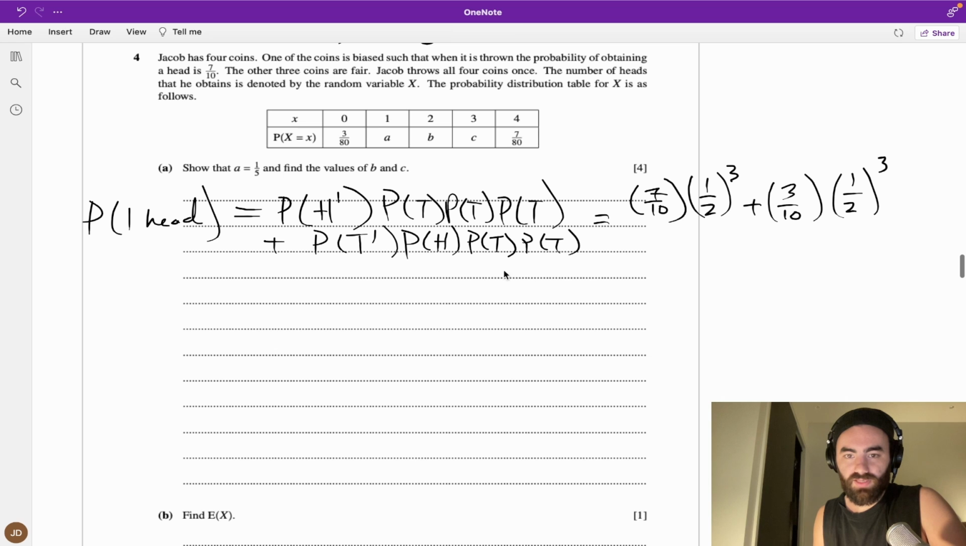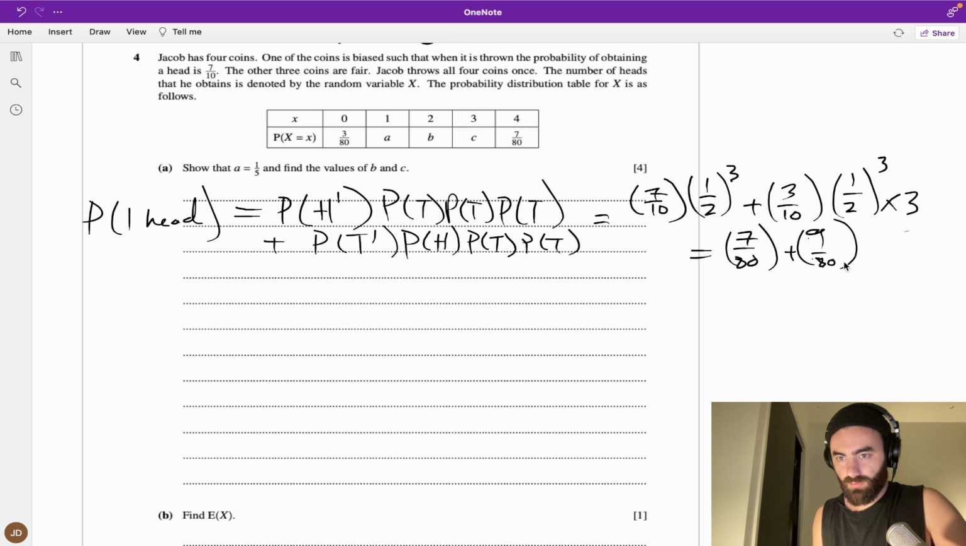But this can be arranged in different ways. We could roll a tail, then a head, then a tail, or the head could be in the middle, or at the end. So it could be 3 different ways, and we have to multiply this probability by 3. So this should equal 1/5. 7/10 times 1/2 to the power of 3 is 7/80, plus 0.3 times 1/2 to the power of 3 times 3, which is 9/80. That equals 1/5, which is what they wanted. Yeah, 1/5.